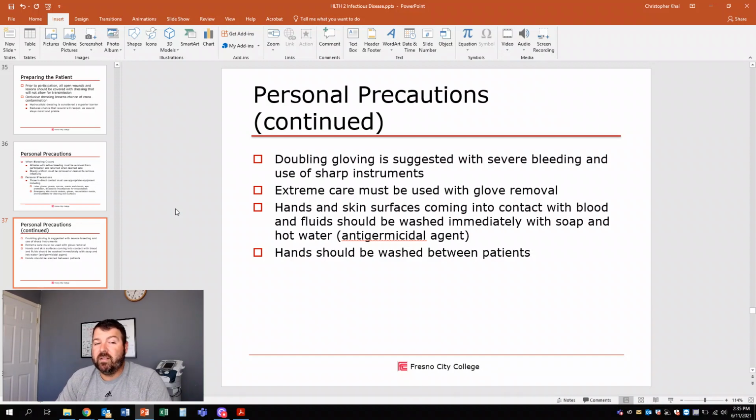For some people, double gloving is suggested with severe bleeding or use of sharps, some kind of sharp instruments. Like a lot of paramedics will double glove before handling some medications and so forth. Extreme care must be used with glove removal. That's very, very important. Hands and skin surfaces coming into contact with blood and fluid should be washed immediately with soap and hot water, or some kind of anti-germicidal agent. Hands should be washed in between patients, and pretty often.